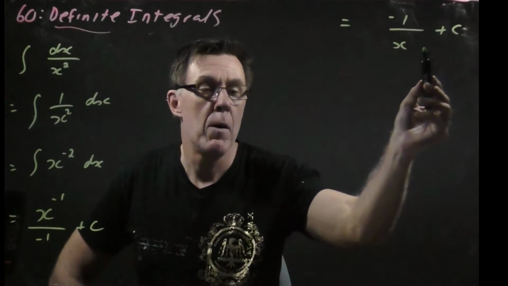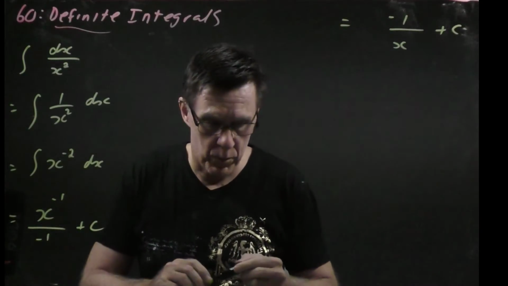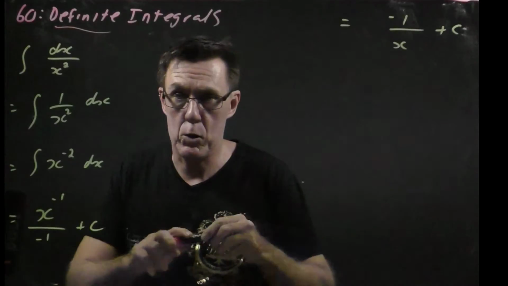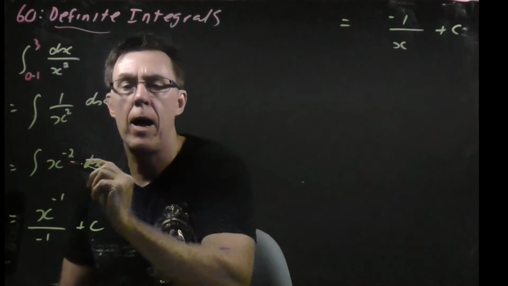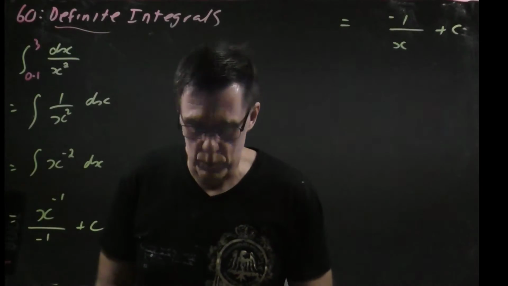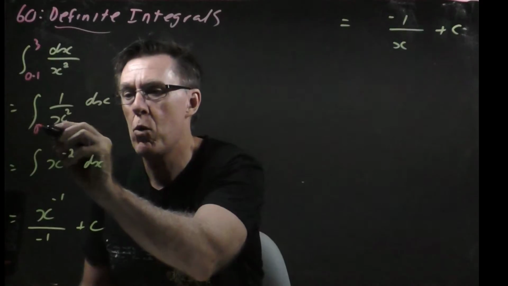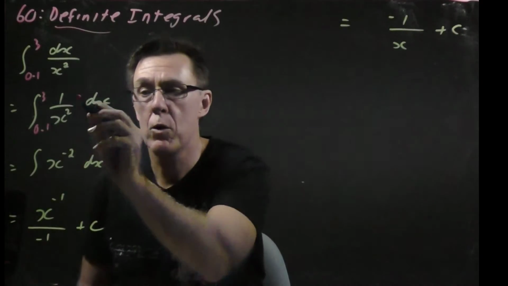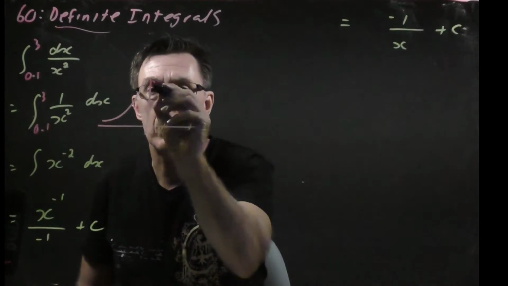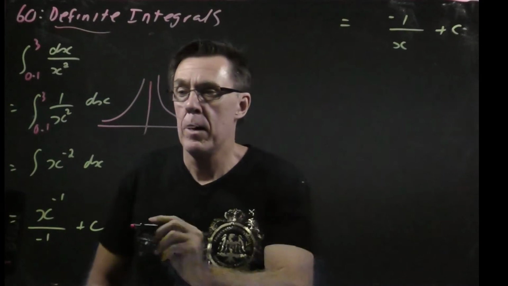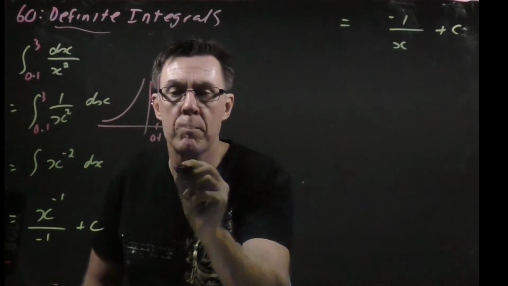But I'm going to do a situation now where we're not going to need that constant on the end anymore. We're going to have a look at a question like this one. I'm going to put the numbers 0.1 and 3 there on the integral symbol. And we'll talk about what that means. So if I were to graph 1 on x squared, it looks like this. Now the 0.1 and the 3 refer to values on the x-axis.